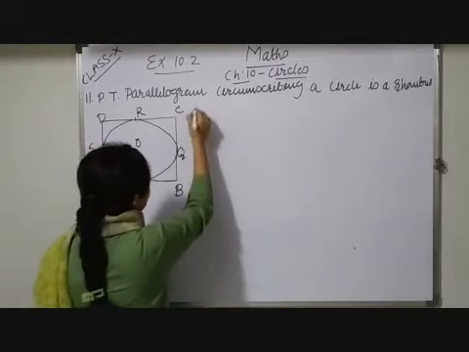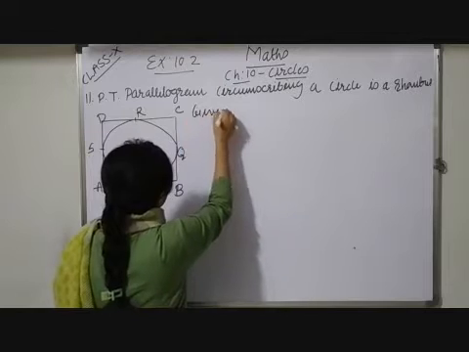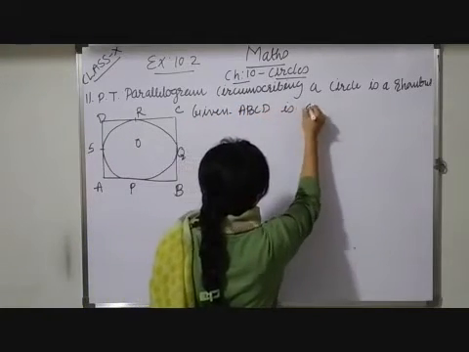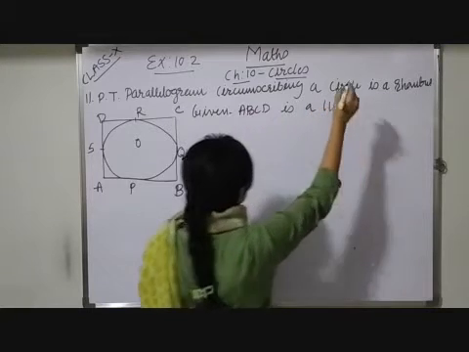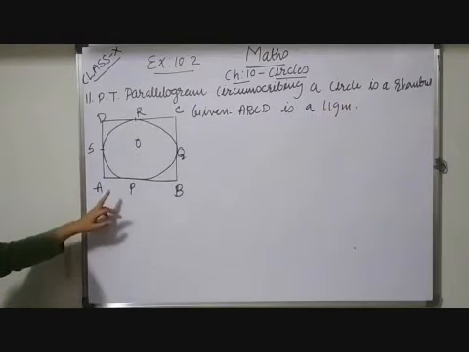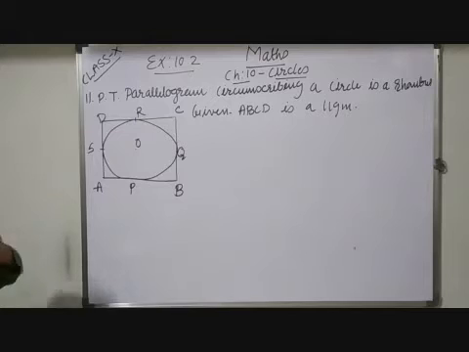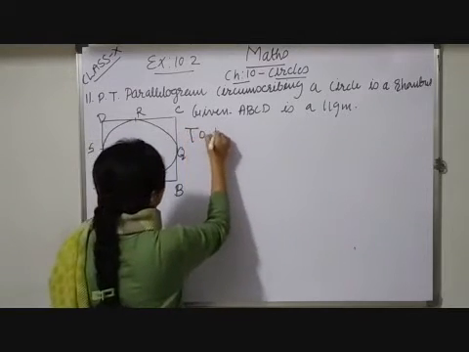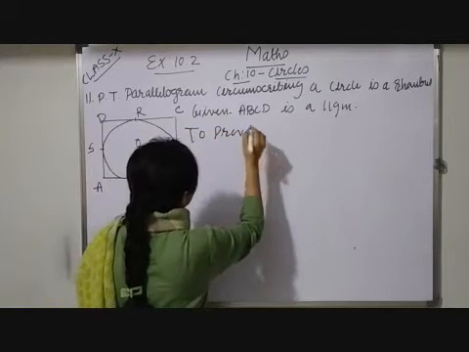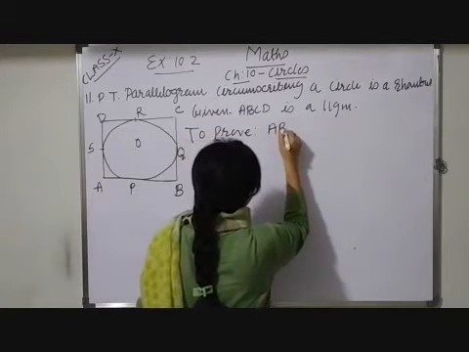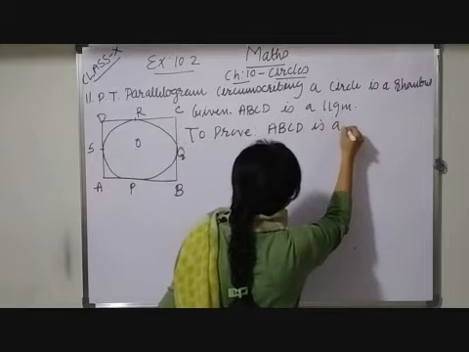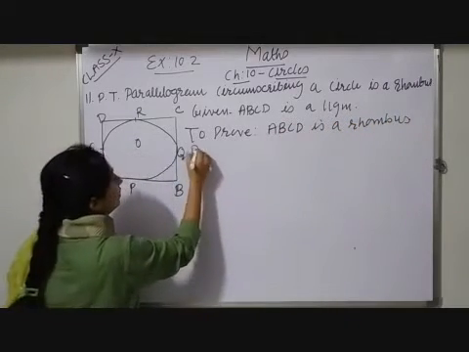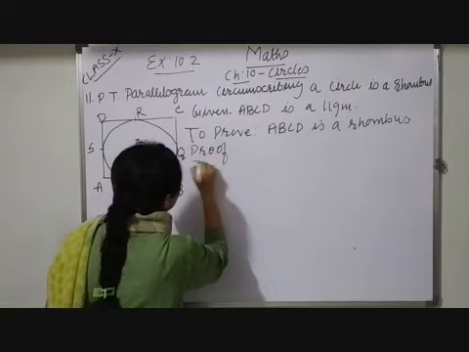So first of all, what is given that you should write? Given: ABCD is a parallelogram. Now, we have to prove ABCD is a rhombus. So to prove, ABCD is a rhombus. Now here I am writing the proof. Observe.